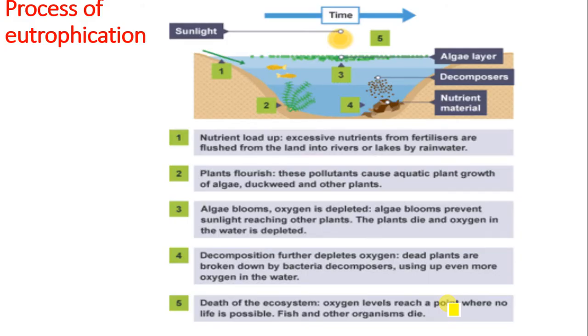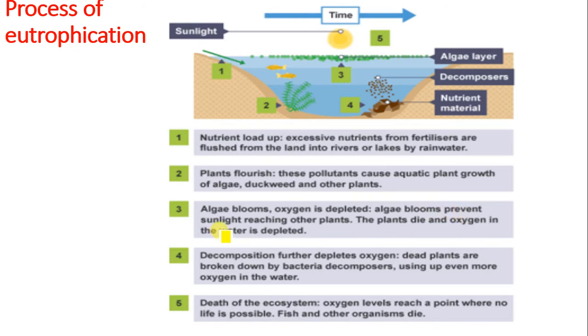Now, the process of eutrophication, because it's an impact of fertilizers. One is nutrient load up. Excessive nutrients from fertilizers are flushed from the land into rivers and lakes. Plants will now flourish. These pollutants cause aquatic plant growth of algae, so things like duckweed and other plants grow excessively. So with algae bloom, oxygen in the water will be depleted.